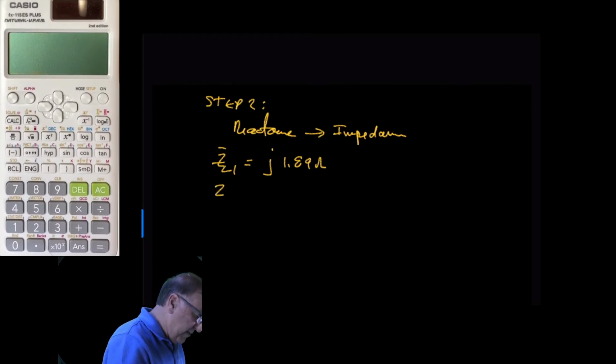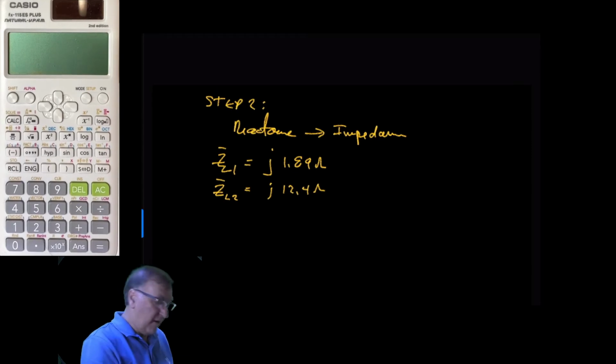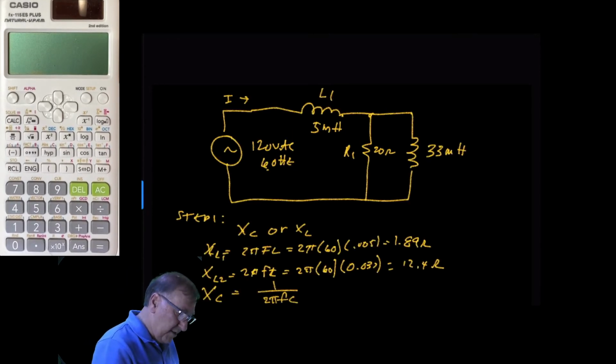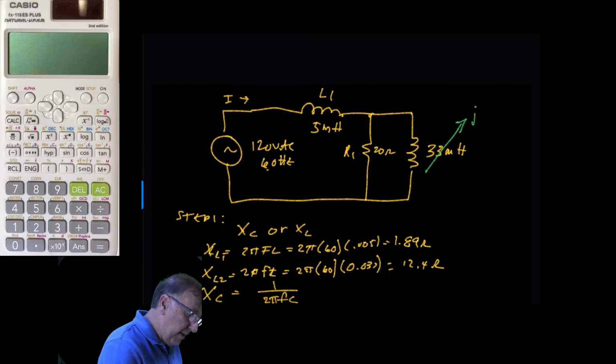And the impedance for L2 is equal to j12.4 ohms. So we just added a j in front of the reactance. Now what we want to do is remark our circuits so that they're no longer millihenries, but now they're impedances: j12.4 ohms, and this one goes to j1.89 ohms.